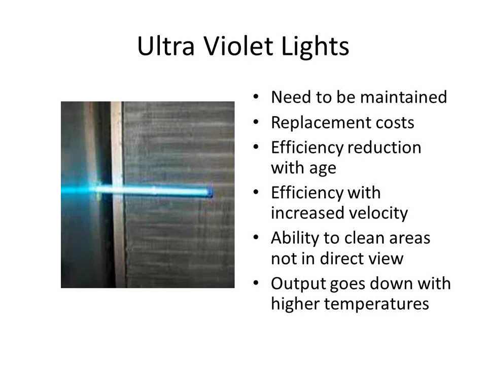There is efficiency reduction the moment you start them on. With velocity, they are designed really for about 300 feet per minute, while most air handlers are designed for 500 feet per minute, so there is a velocity reduction there. They do have to be within 3 to 6 inches of the surface. Obviously, they don't clean areas not in direct view. If you have a 6 or 8 row coil, the rays don't get through the fins, so the efficiency goes way down as you have a larger coil. And even output goes down with higher temperatures. At the higher temperatures, it could be reduced by as much as 25%.